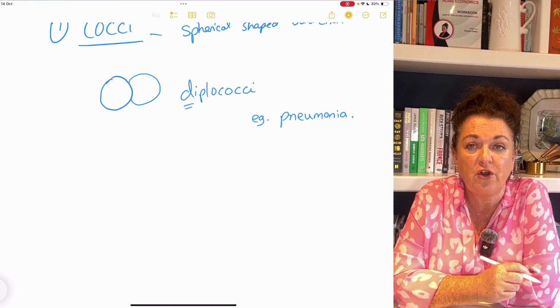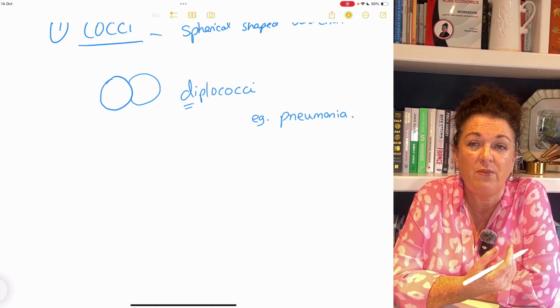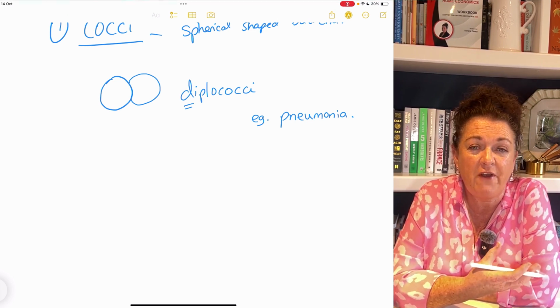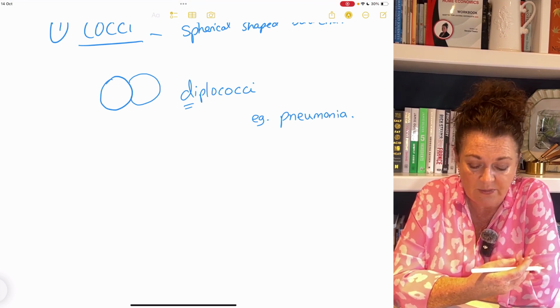You've all heard of a strep throat, which is very serious, it can potentially be serious, but it can be very, very debilitating and extremely sore.